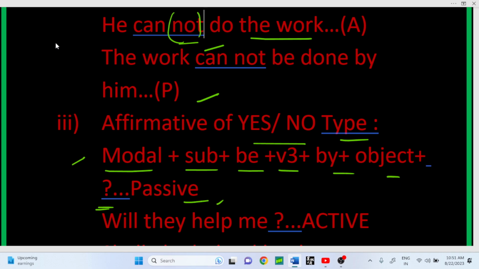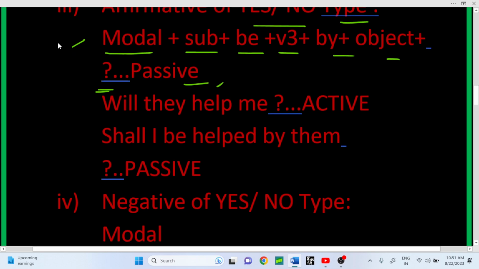Will they help me? Why do we consider this sentence an affirmative of yes no type question? Because, will they help me? We can answer the question using yes or no, it's right. But the whole sentence tells us that there is no negation in the sentence. So it's an example of yes no type question.